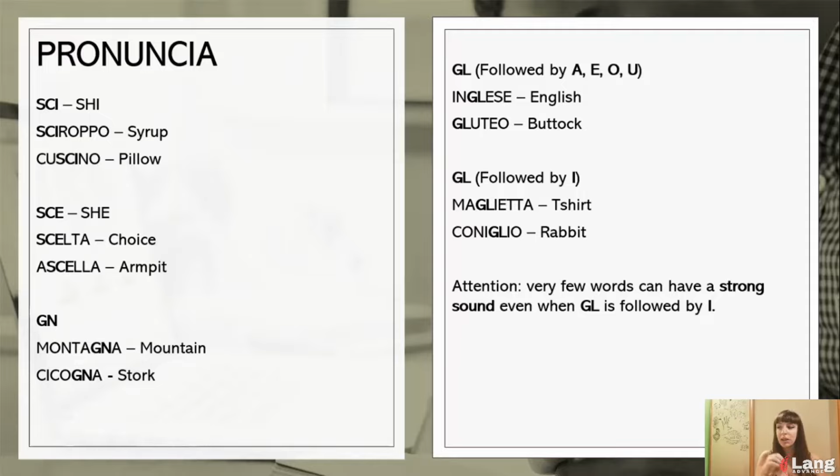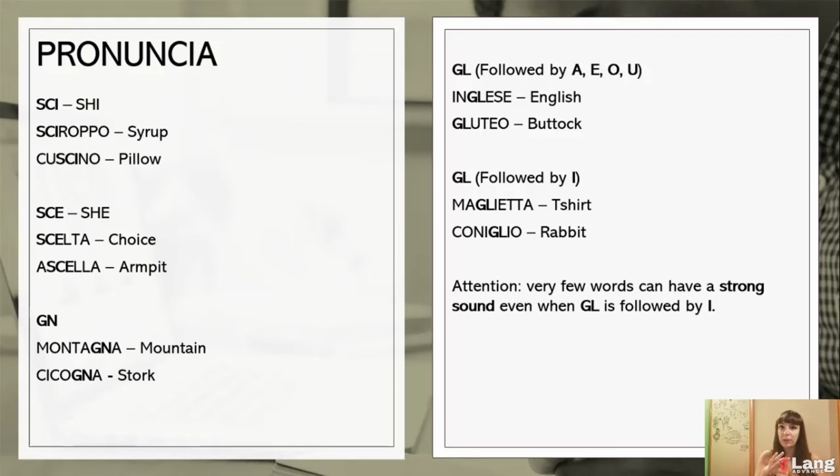Montagna, cicogna. Okay, always pay attention. Ignorance in Italian is ignoranza. So always pay attention when you see a word with GN. It won't be gne like in English, but it will make a ñ sound.